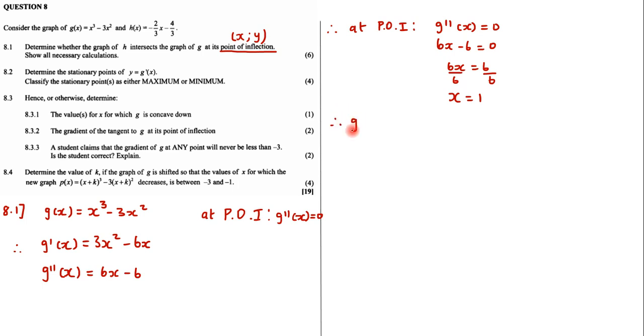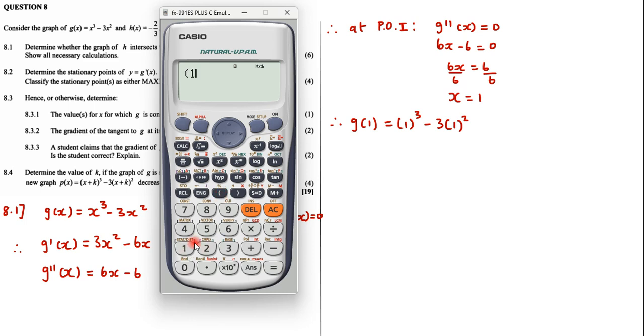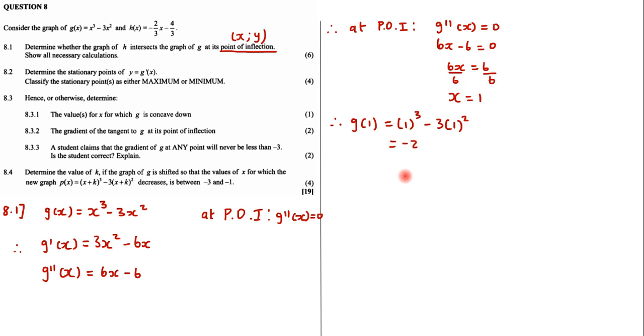Now to get the y coordinate, we substitute that x coordinate into our original equation. Always remember that whenever you're finding a point, you always use the original equation, right? So when we substitute 1 into x cubed minus 3x squared, we get minus 2. So this means our point of inflection is (1; minus 2). Now we know our point of inflection.